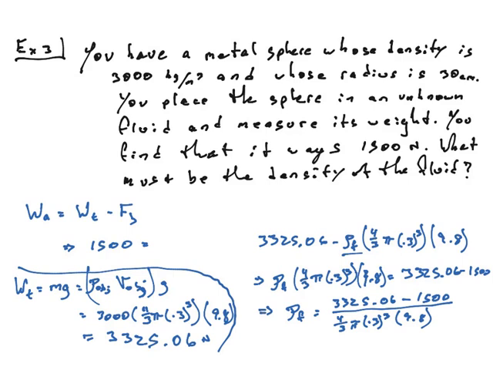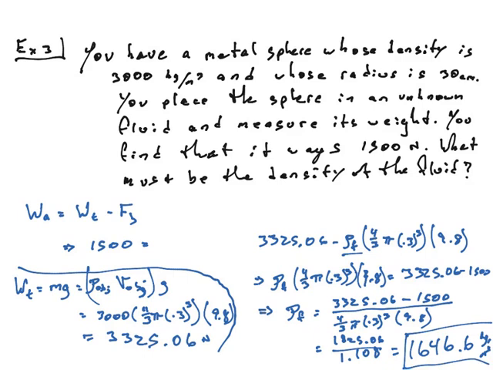3325.06 minus 1,500. That gives me 1825.06. And the denominator, 4/3 times pi times 0.3 cubed times 9.8 is 1.108. So 1825.06 over 1.108 is 1646.6 kilograms per cubic meter.